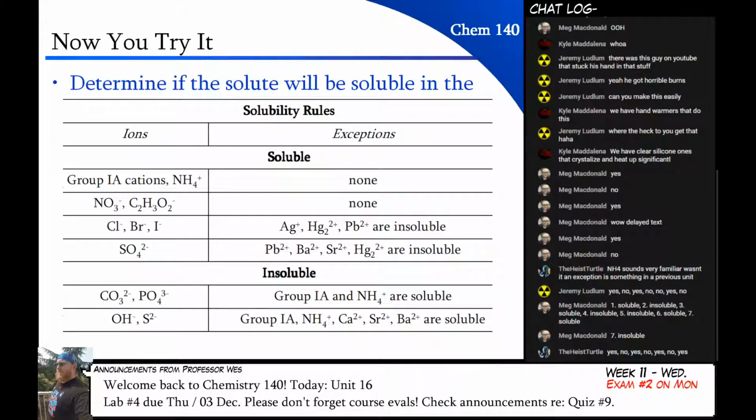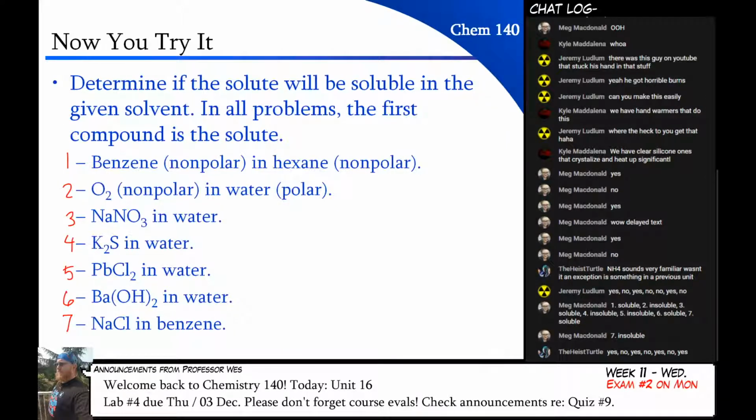All right, so I got to get this off the screen so that I can write on it. So for benzene and hexane, both of them are nonpolar, so they should dissolve in each other. I'm going to write yes for they dissolve in each other. Oxygen is nonpolar and water is polar, so these do not dissolve in each other.